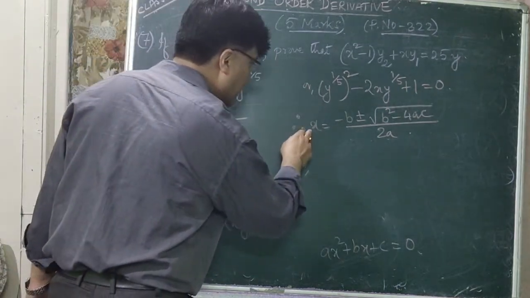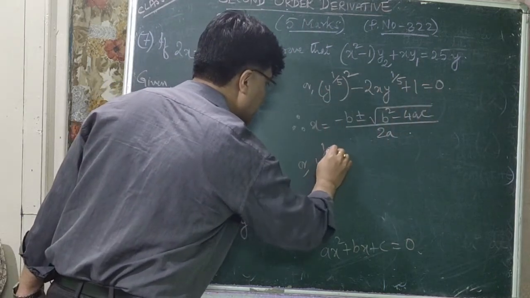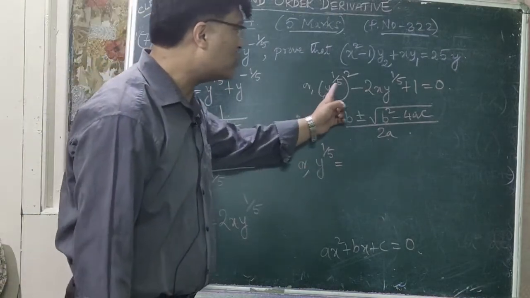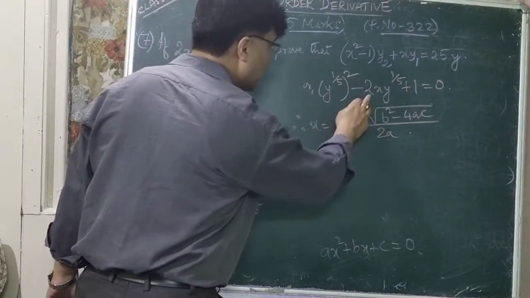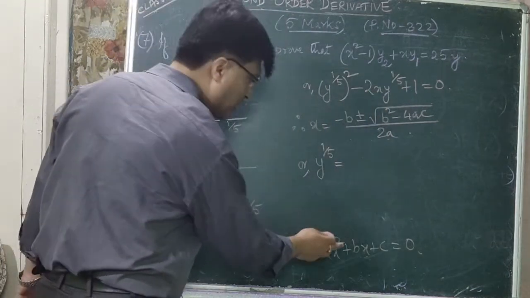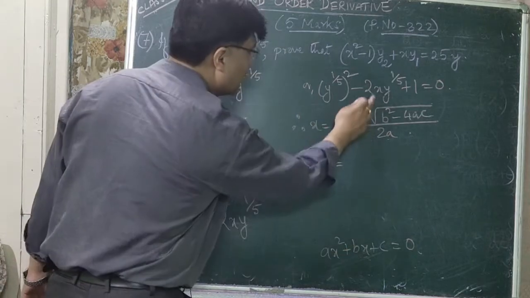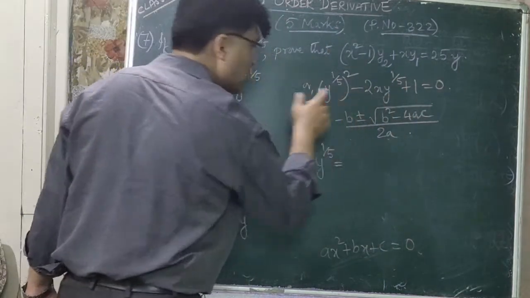So instead of x here, what is there? It is y to the power 1 by 5, right? So which is equal to, instead of x here, y to the power 1 by 5. And a and b, what is b? b is minus 2x. You can compare these two quadratic equations. a is equal to 1, b is equal to minus 2x, and c is equal to 1. So let us put the values out here.